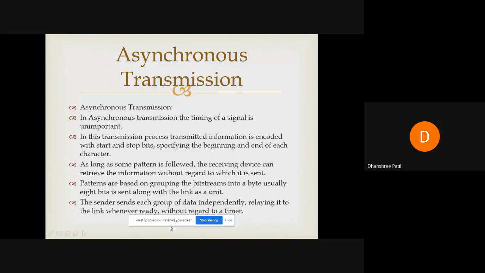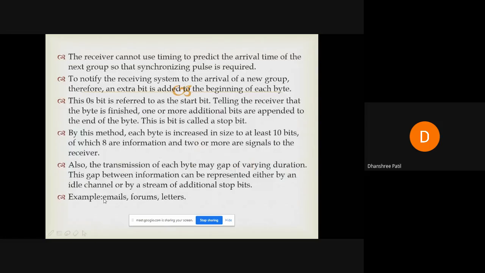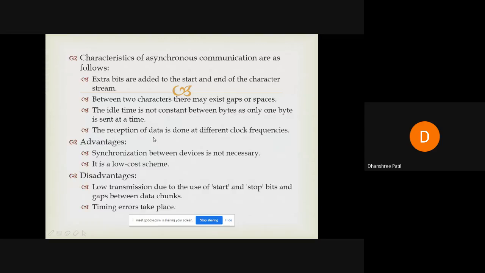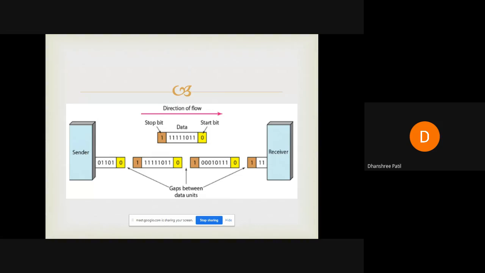So that is nothing but the asynchronous mode. You can see here emails, forums, or letters; these are examples of asynchronous transmission. You can see this example. This is my data, 1111101, and 1 and 0 are added as the stop bit and the start bit. This means the first frame ends here and the next frame starts. Why are these used? To get the separation of the data or separation of the frames. So that is nothing but asynchronous transmission.